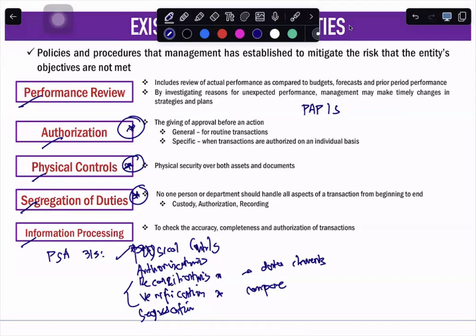Now, for authorization, we have either general or specific authorization. General authorization applies to routine transactions, while for non-routine, we have specific authorizations. And for segregation, we said we have custody, authorization, and recording. So this normally should be properly segregated, especially for small entities. But if not, then again, we cannot say that the control is absolute.